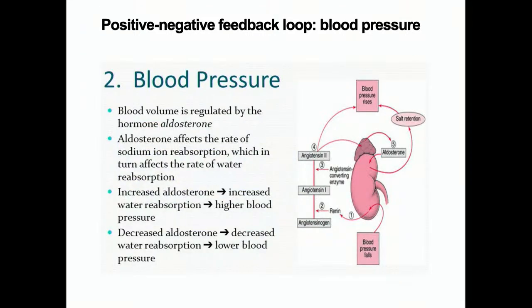Let's look at another example, blood pressure. So blood volume is regulated by a molecule called aldosterone. Don't go into the details of this. The whole point is that, again, if the blood pressure increases, there are feedback loops to bring it back. And when the blood pressure decreases, there are feedback loops to bring it up.